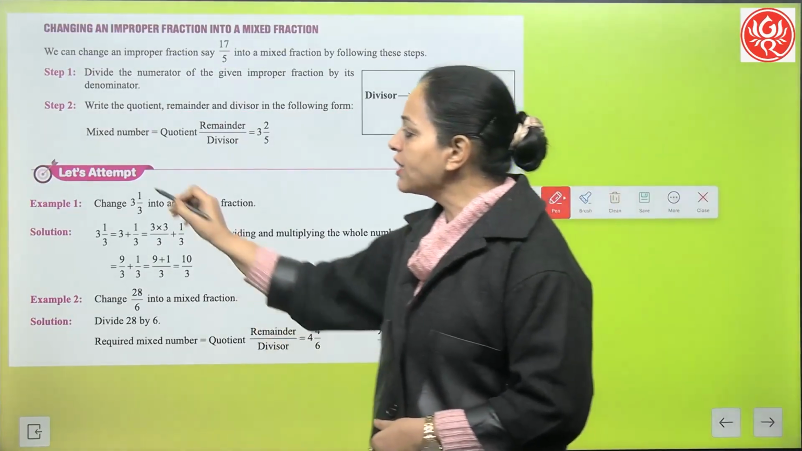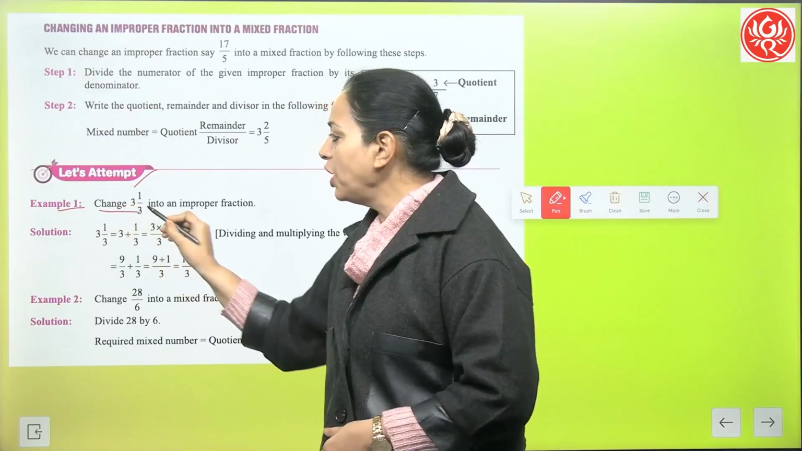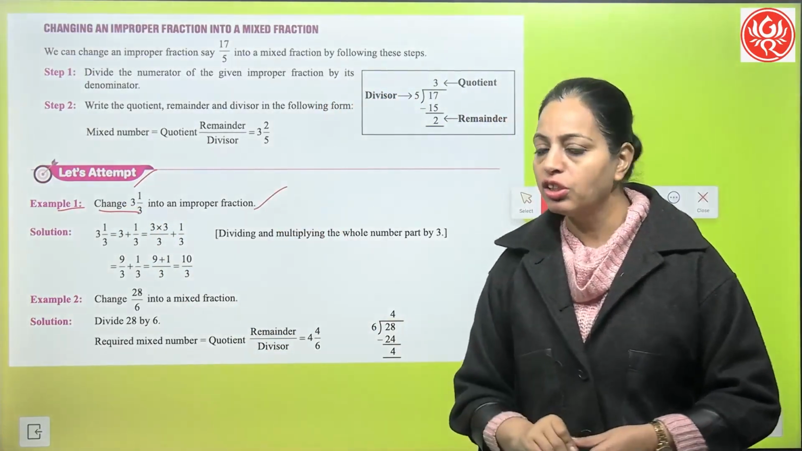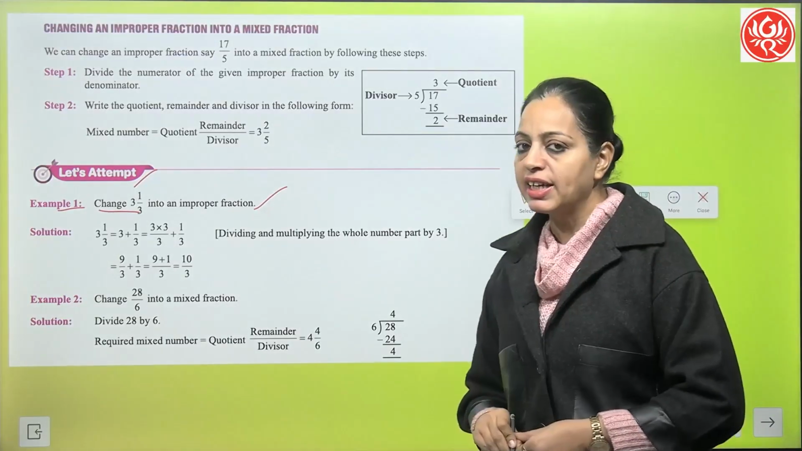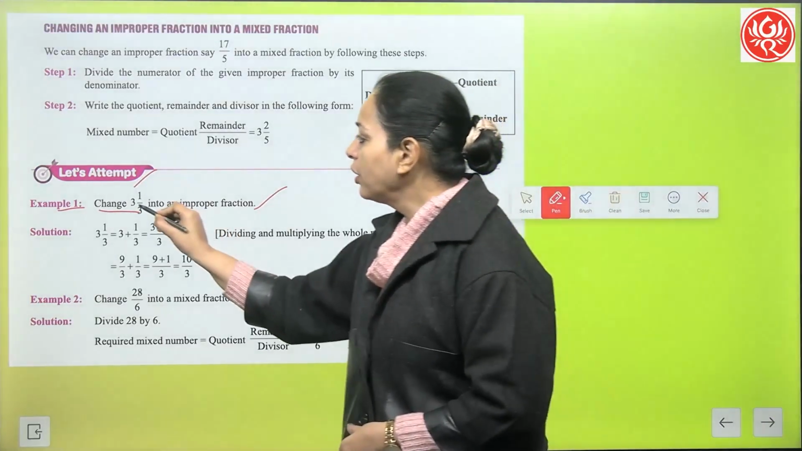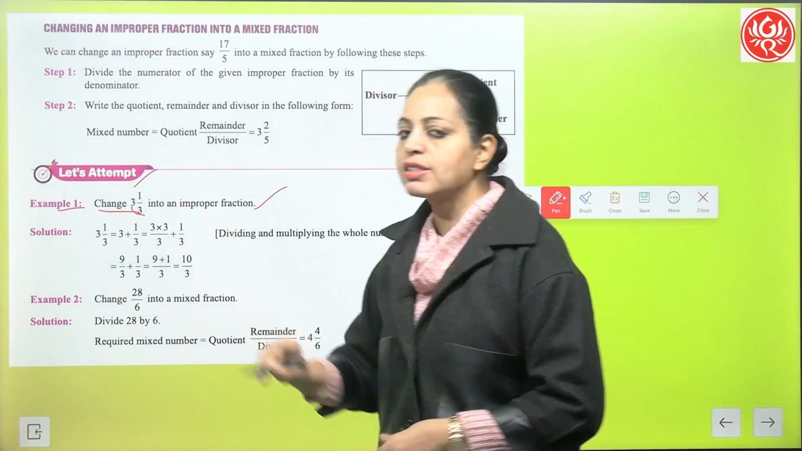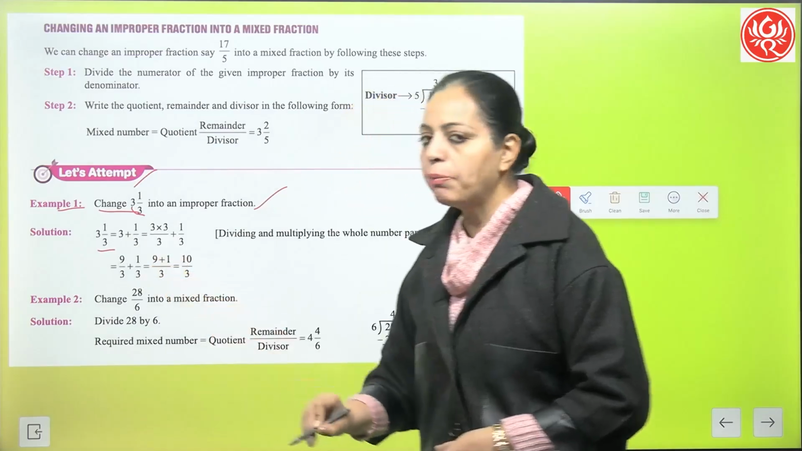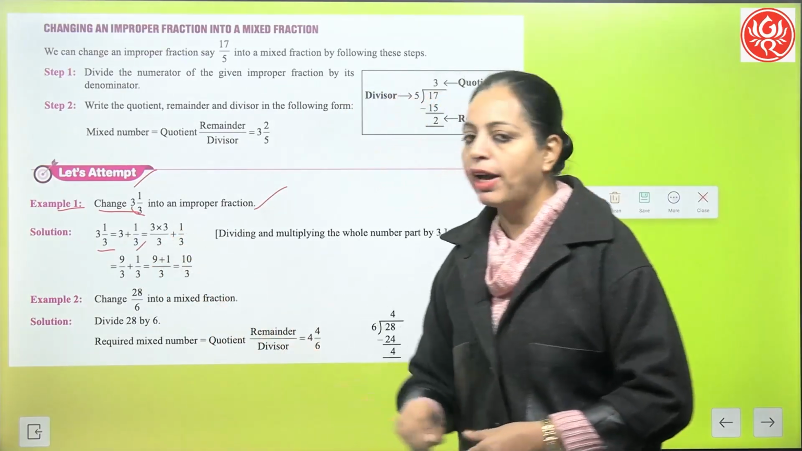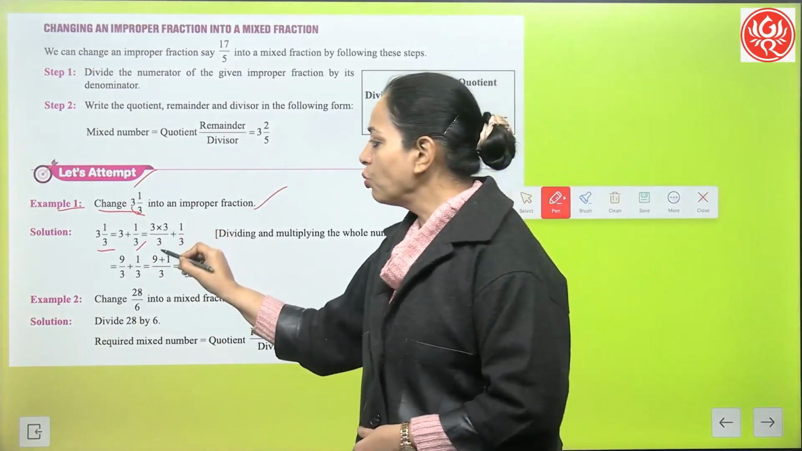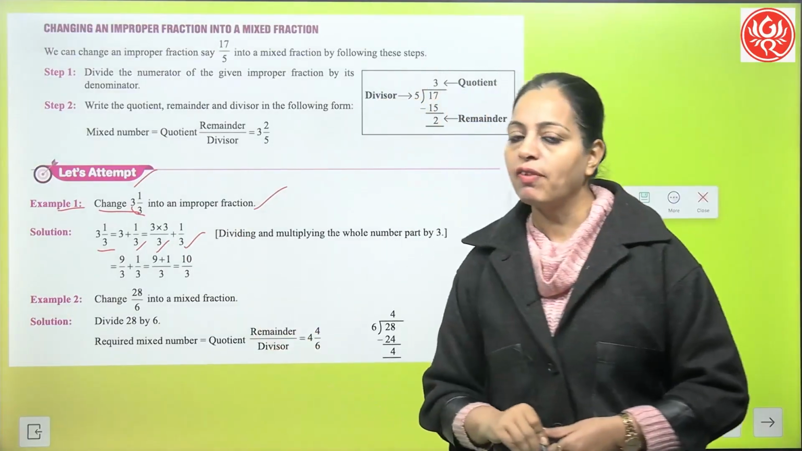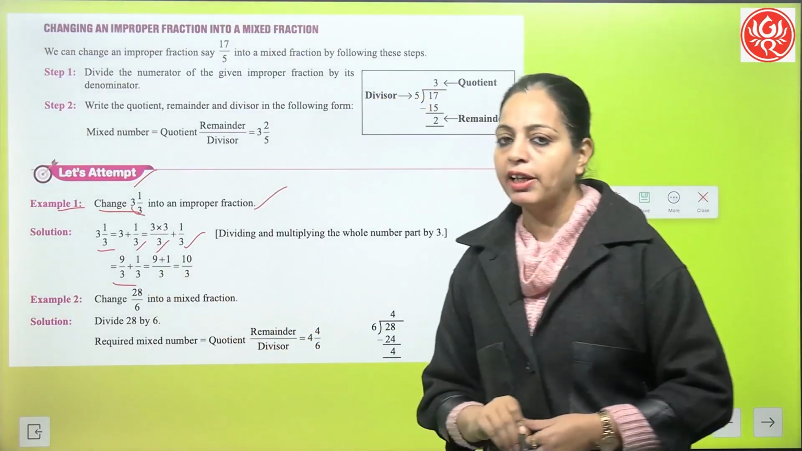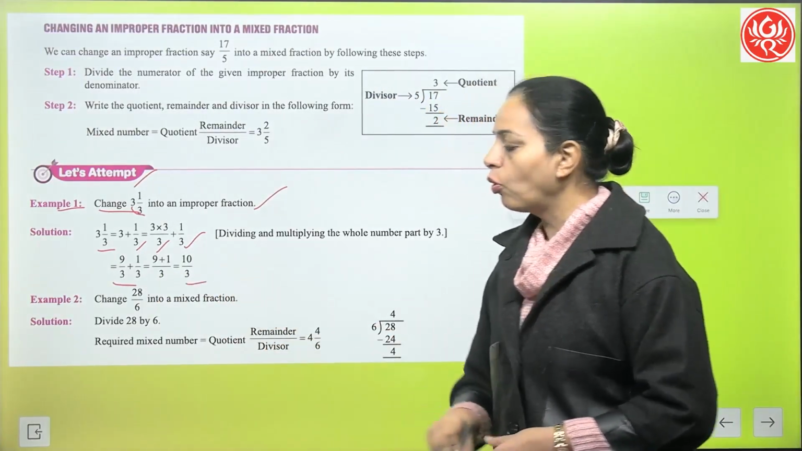Okay. Now, let us attempt example 1. Change 3 whole 1/3 into an improper fraction. So, what to do? हम कैसे करेंगे? We can do directly 3 into 3 plus 1. Okay, or like this we can do 3 whole 1/3, 3 plus 1/3, then 3 into 3/3 plus 1/3. So this becomes 9/3 plus 1/3 means 10/3.